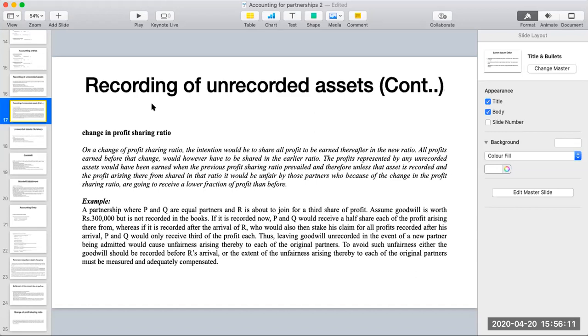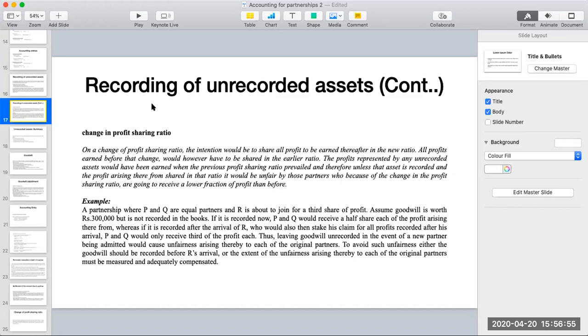Having said that, let's say the profit sharing ratio is going to change. Maybe the partners decide to change the profit sharing ratio, or maybe a new partner is being admitted to the business. Then the profit sharing ratio is going to change. For the unrecorded assets, the new partner is also getting part of that benefit. Is it fair? No, it's not fair, because part of the benefit is paid to the new partner.